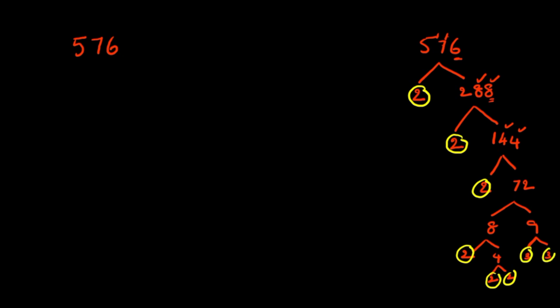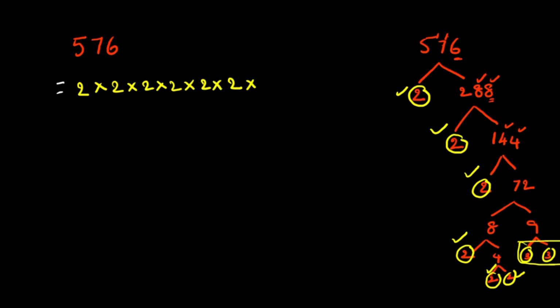So finally what we got in the prime numbers, what are the prime factors of 576? That is 2 into, how many 2s are there? 1, 2, 3, 4, 5, 6. So 2 into 2 into 2 into 2 into 2 into 2, the 4th time, 5th time, 6th time. And how many 3s are there here? You can check, 2 times are there. This is 1 and 2. Okay, so how to find out the square root of 576?